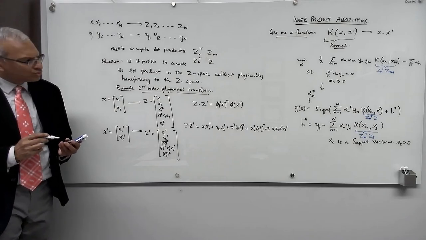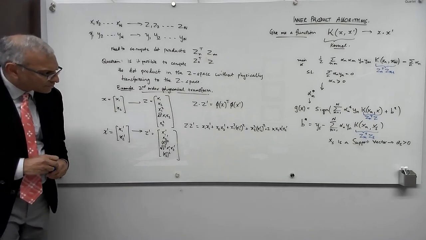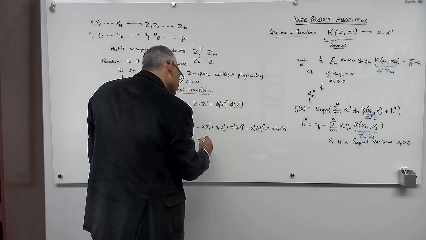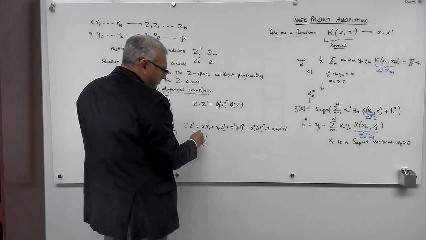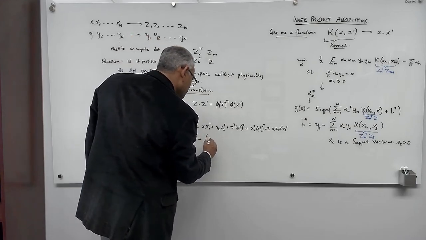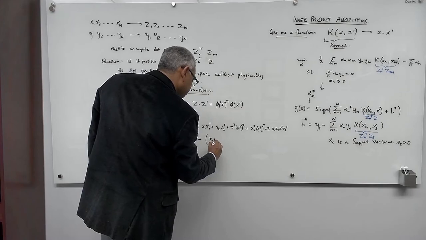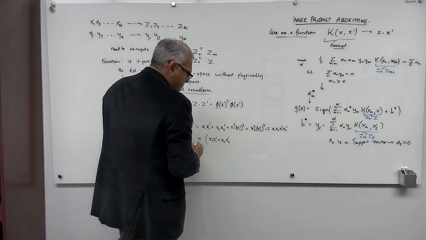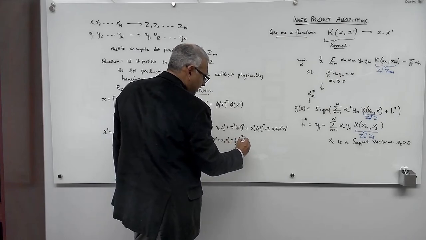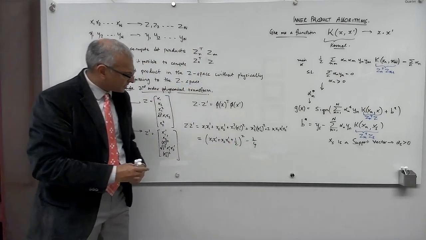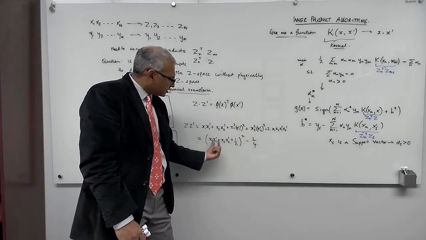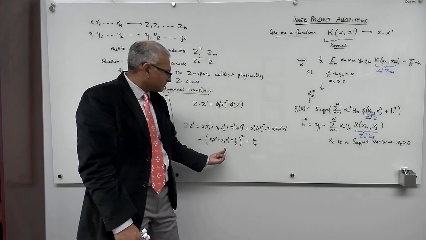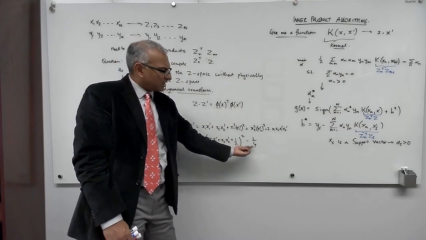Now, I leave it to you to do the algebra to show that this is exactly equal to x1 x1 prime plus x2 x2 prime plus 1 half, squared, minus 1 fourth. So let's see. x1 x1 prime squared gives me x1 squared x1 prime squared. x2 x2 prime squared gives me x2 squared x2 prime squared. 1 half squared gives me 1 fourth, minus 1 fourth, so that'll disappear.